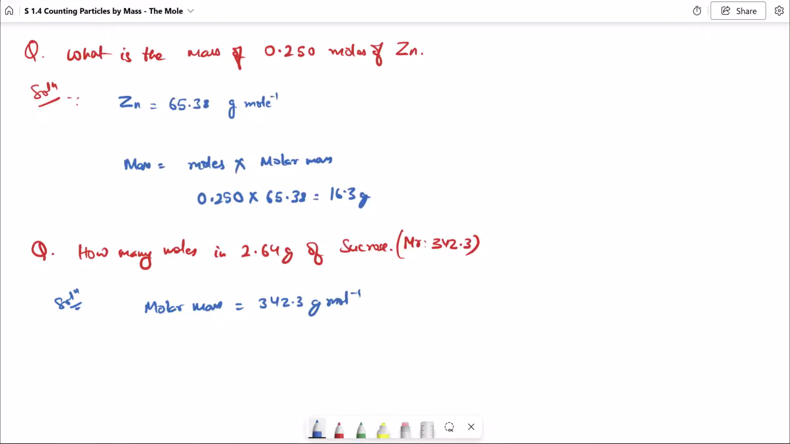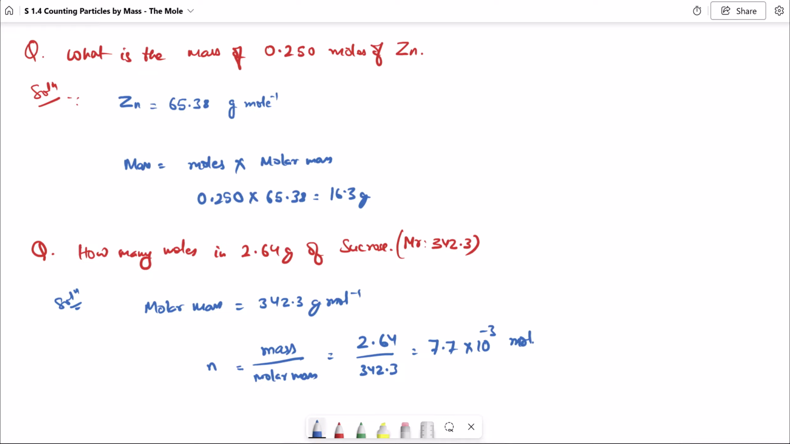How to find? If I divide mass by molar mass, we will get moles, which is 2.64 divided by 342.3, we will get around 7.7 times 10 to the power minus 3 moles. So always show your working in calculation, as it becomes easier to check for error, and you may pick up credit if you get a final answer wrong, right? Because you get marks for the calculations, so that's important.